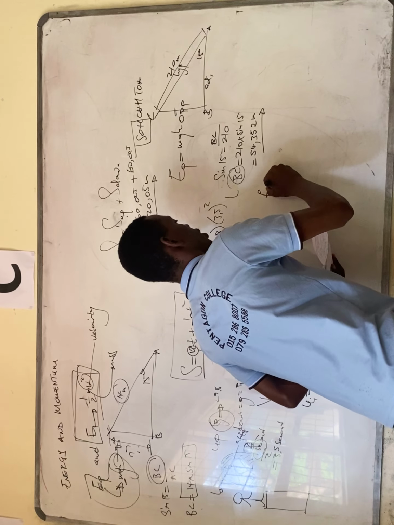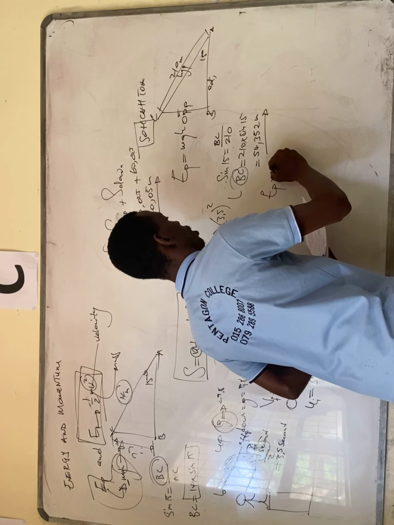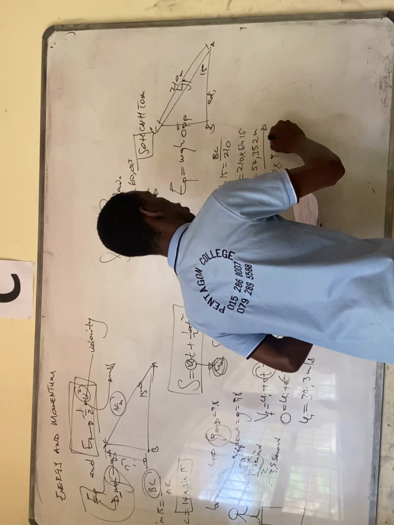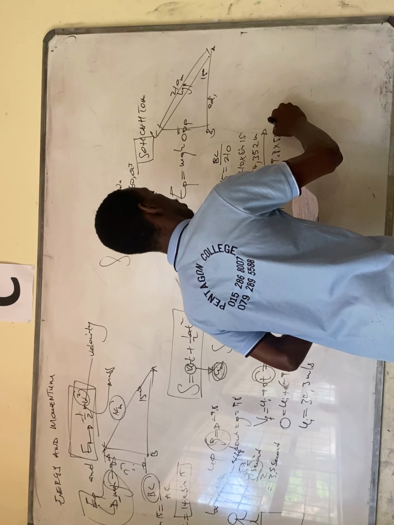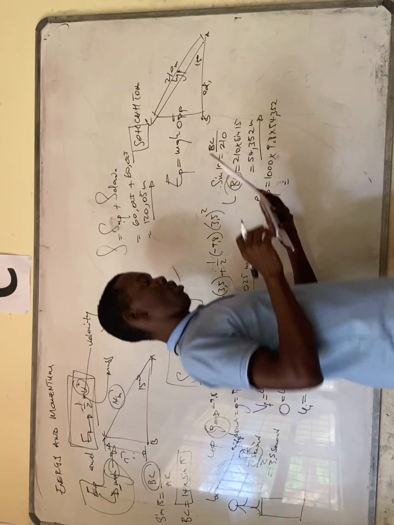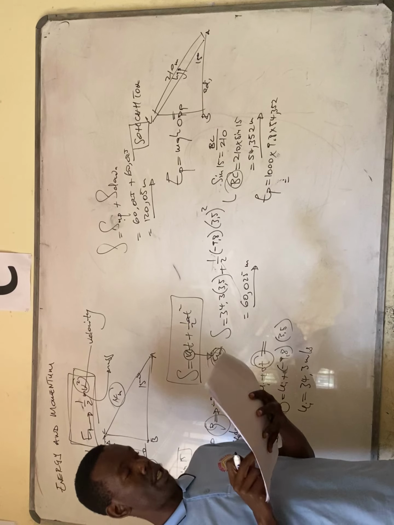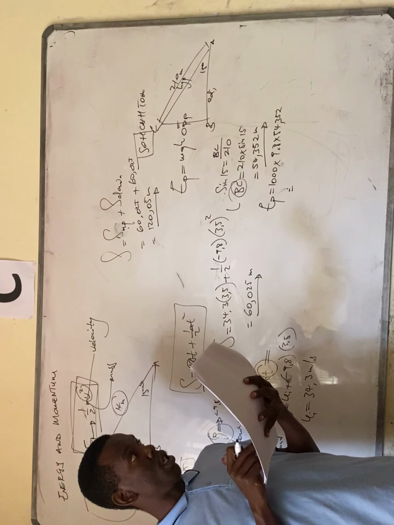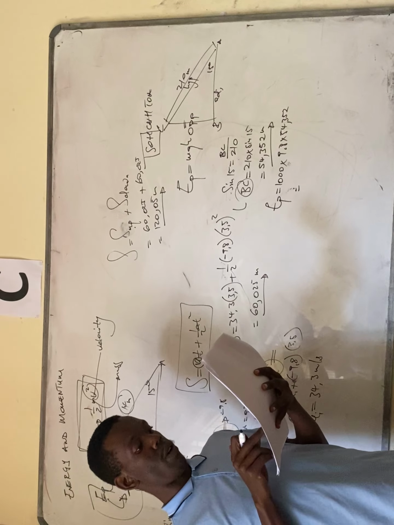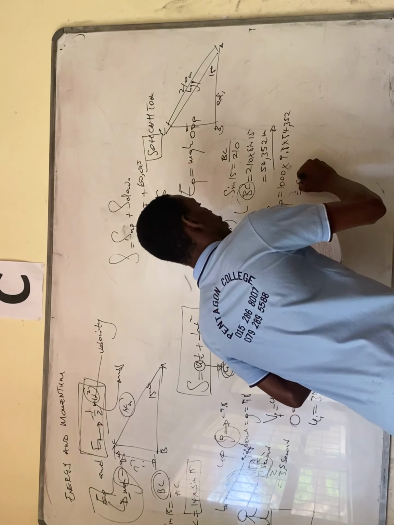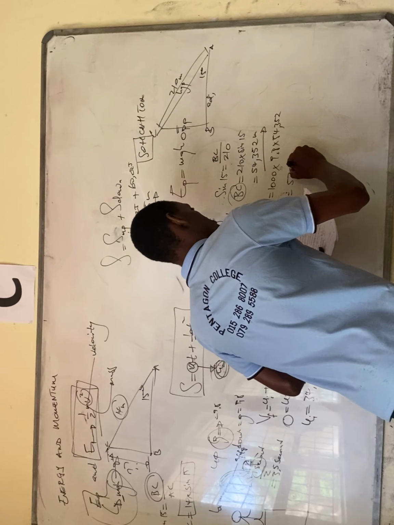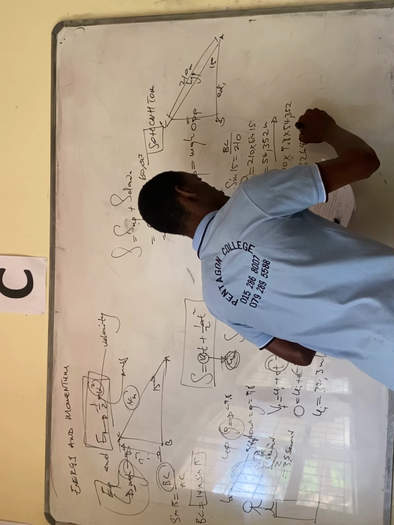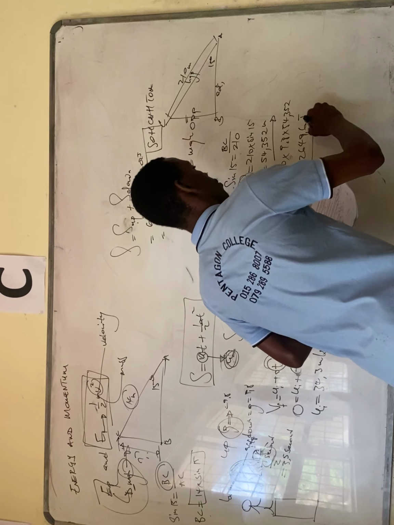Meaning EP is the same as mass, 1000, multiplied by our gravity, 9.8, multiplied by 54.52. We're going to say 1000 multiplied by 9.8 multiplied by 54.52. Our answer is the same as 532649.6 joules.